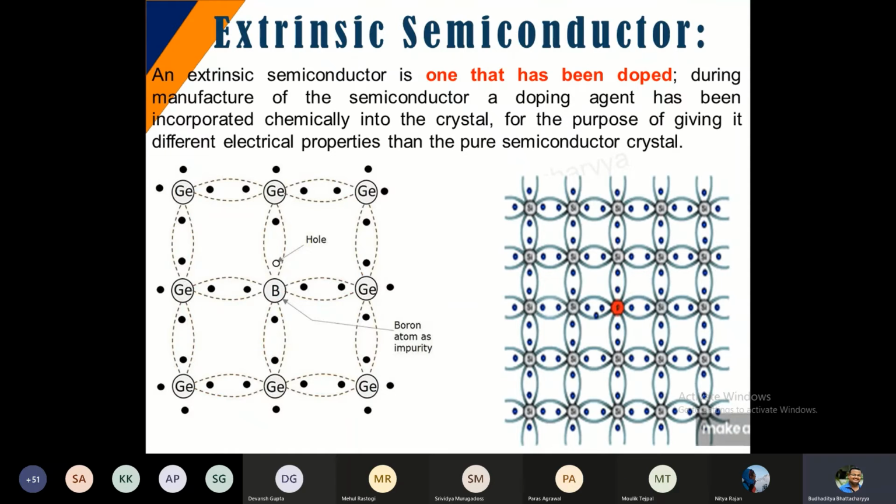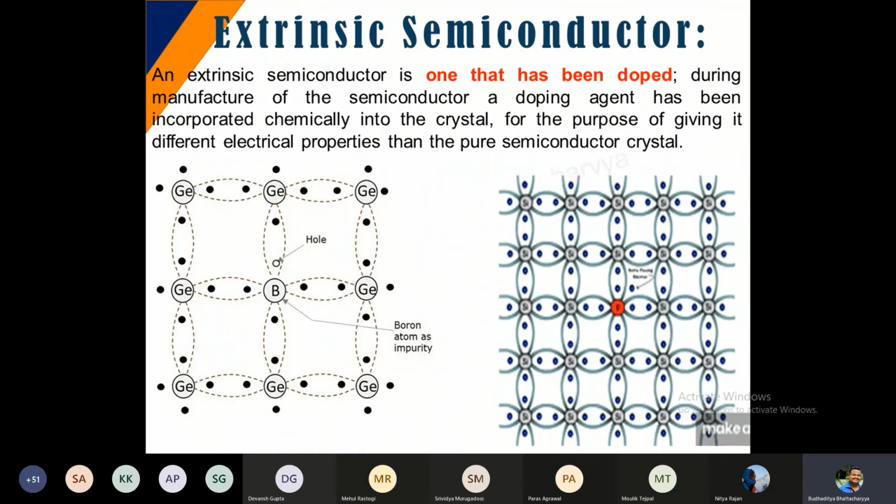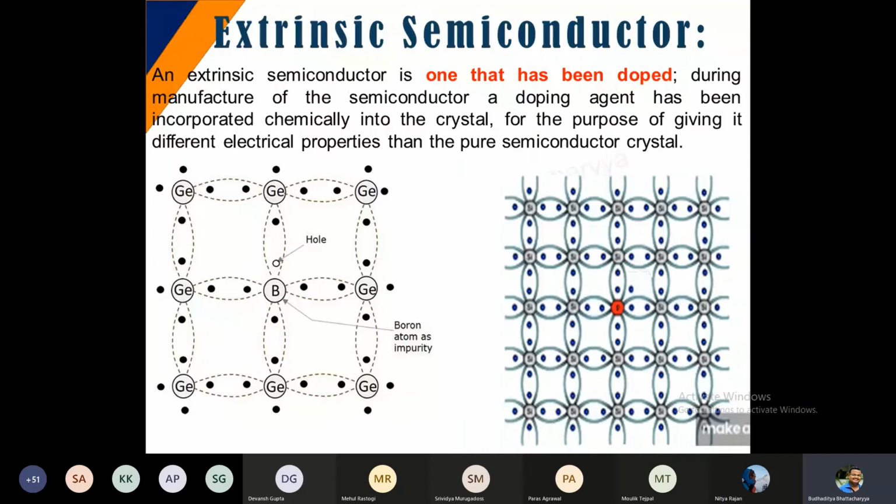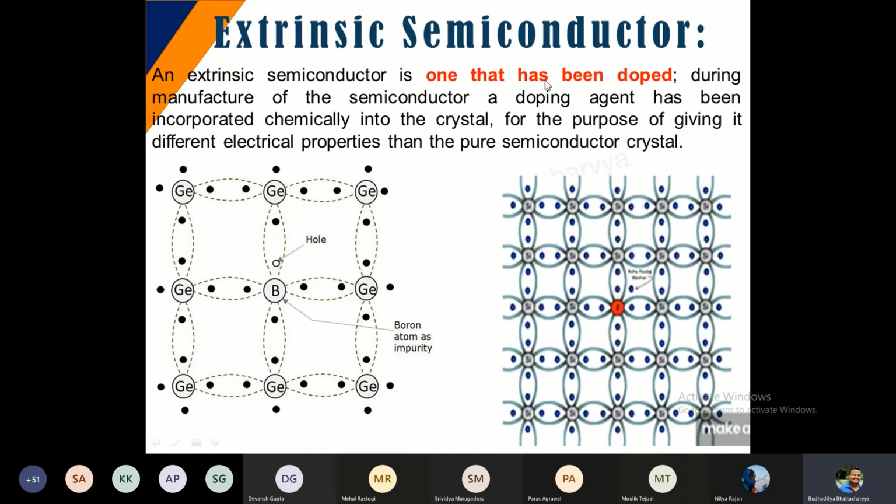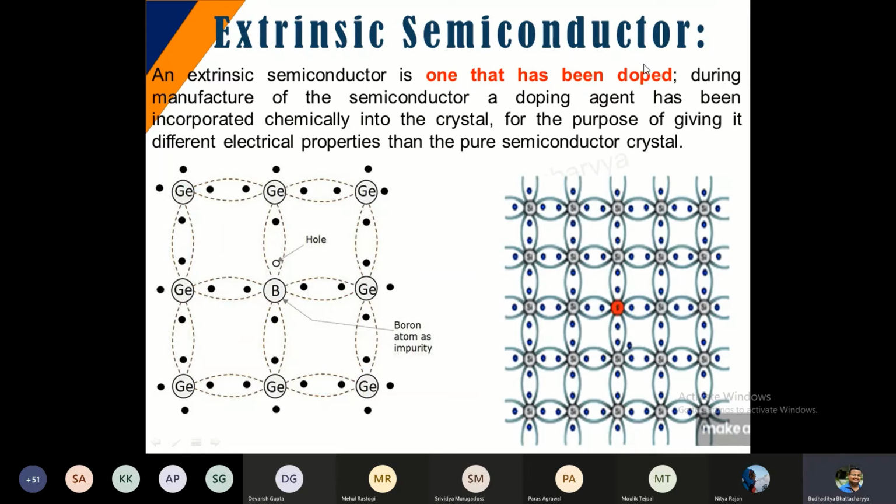The other type, and the most important one, is called the extrinsic semiconductor. In the case of an extrinsic semiconductor, it is not the pure one. The semiconductor we are considering will have to be doped. You can see the word over here: an extrinsic semiconductor is one that has been doped. Now, what exactly is doping?